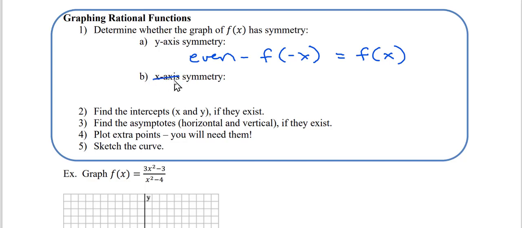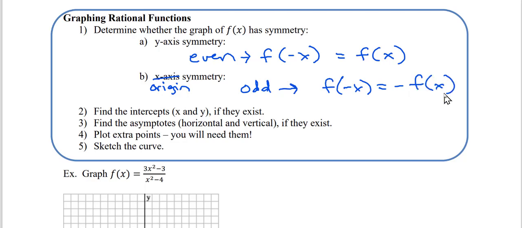This is not what I wanted there. You can't have x-axis symmetry for any function because it won't pass the vertical line test. It will fail the definition of being a function. What I meant here was origin symmetry. And that happens when you have an odd function, which is when f of negative x is equal to negative f of x. If you remember those definitions from a while ago.